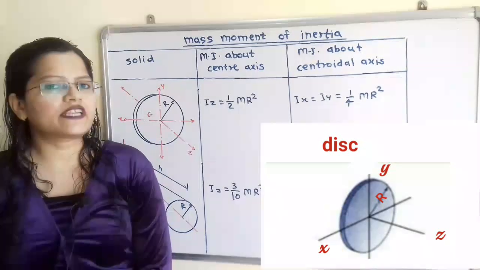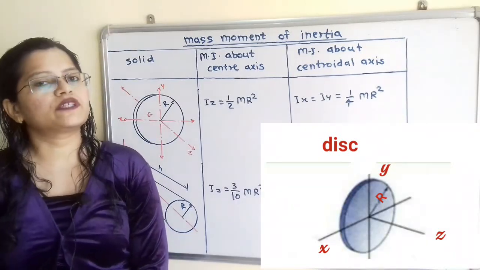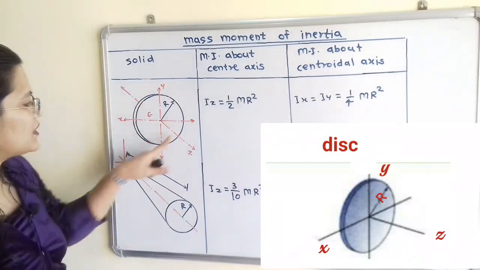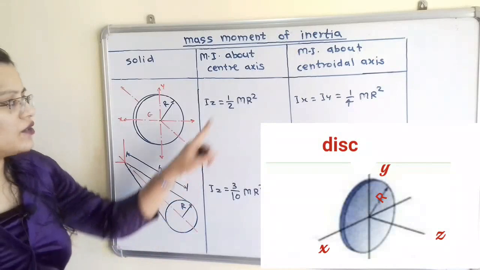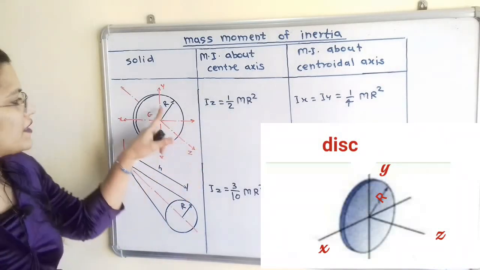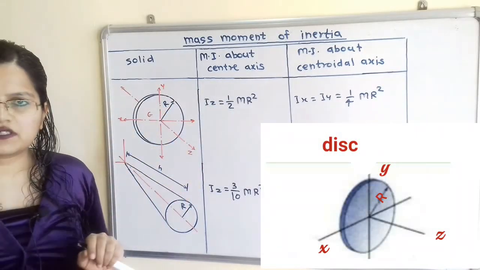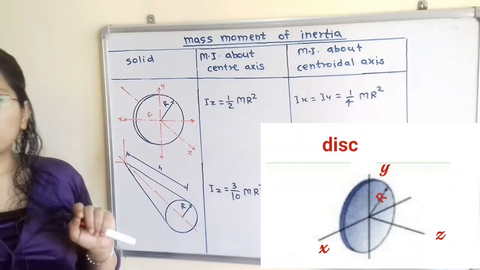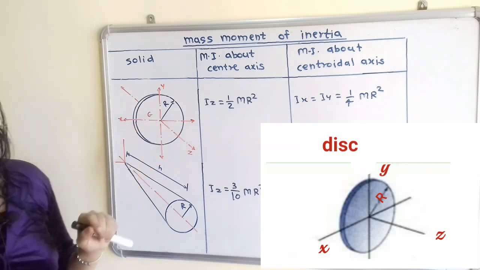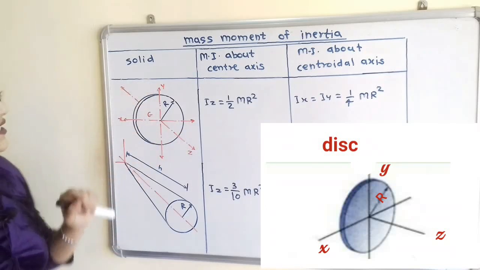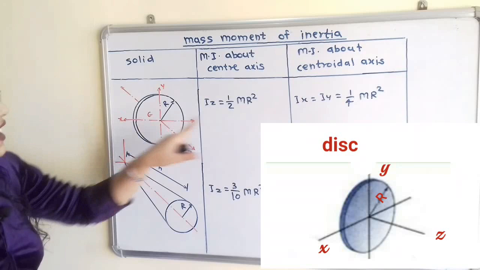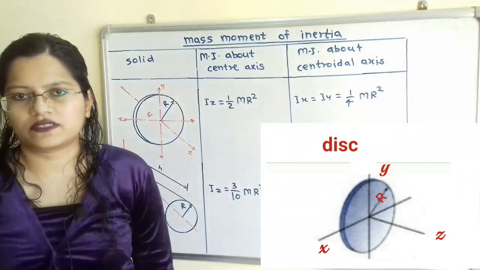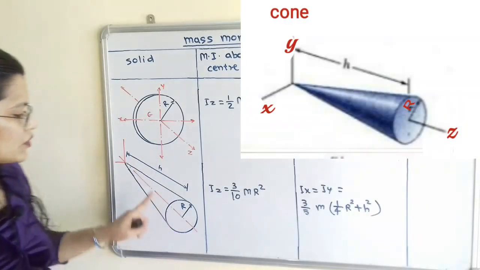For the disk, if we take the axis passing through the center of the disk and perpendicular to the surface of the disk, then Iz is equal to half mr square, where r is the radius of the disk. Now if we take the two axes passing through the center of gravity point, this horizontal axis as the x-axis and this vertical axis as the y-axis, then Ix is equal to Iy, which is equal to 1 by 4 mr square.